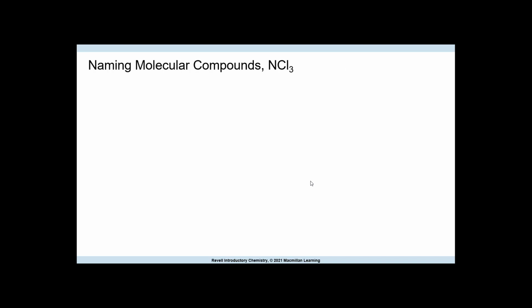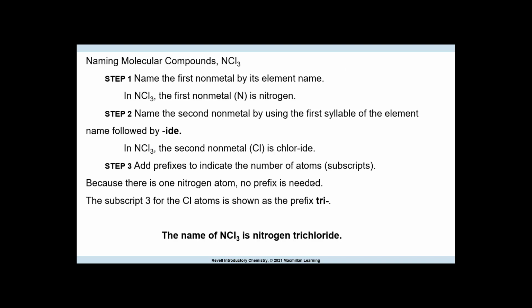Name the molecular compound NCl3. So the first one's going to be nitrogen. This is for another class. I broke it down step by step. So the first one is a nonmetal, and we determine it's a nonmetal, so it's nitrogen. And name the second one by using the first part of the element name followed by ide. So we have chloride, not chlorine. And now we have to add a prefix. So in the second one, we have 3, so it's nitrogen trichloride.